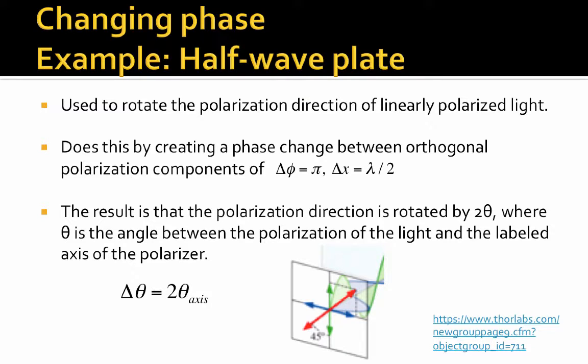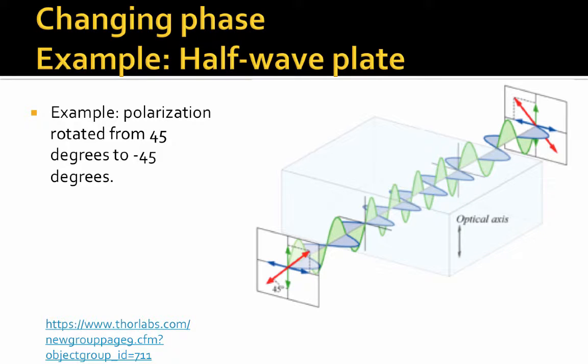So in general, we know that delta theta, the change in the polarization direction of our light, is equal to 2 times the angle between the polarization of the light and the axis of the half-wave plate. So in this picture, it's showing a polarization rotation from 45 degrees to minus 45 degrees. Here the red light is at 45 degrees. As it travels through a half-wave plate, it rotates and comes out the other side at minus 45 degrees.